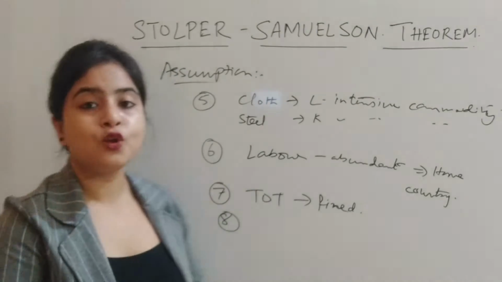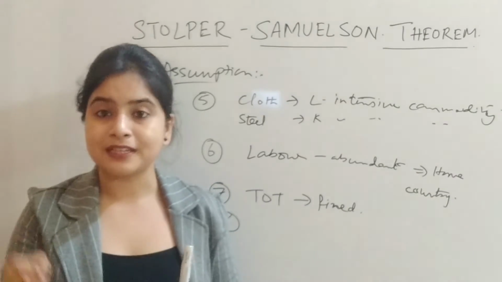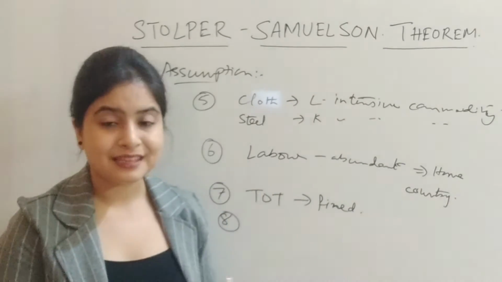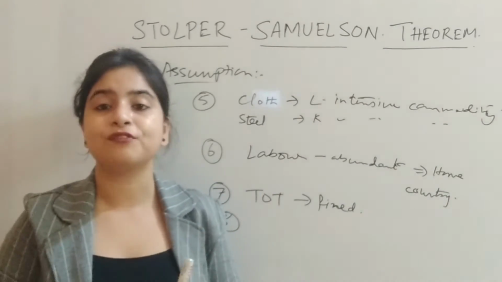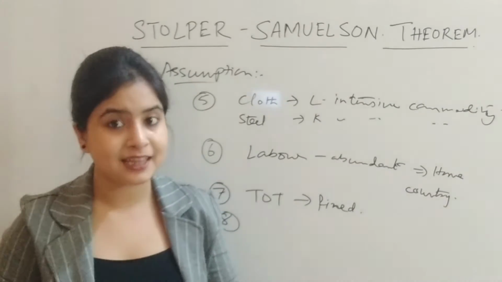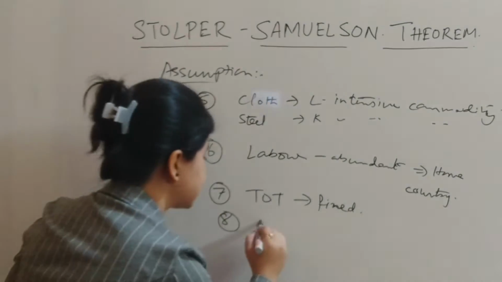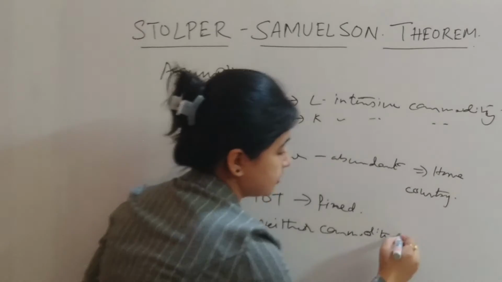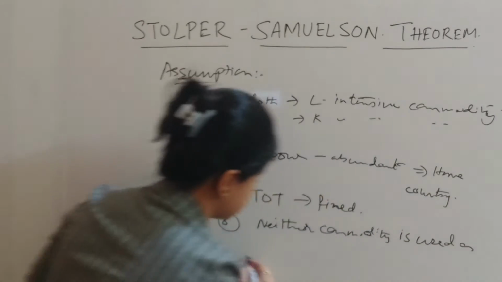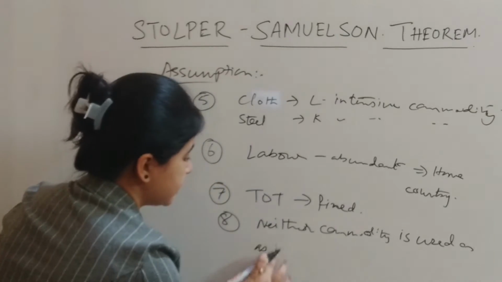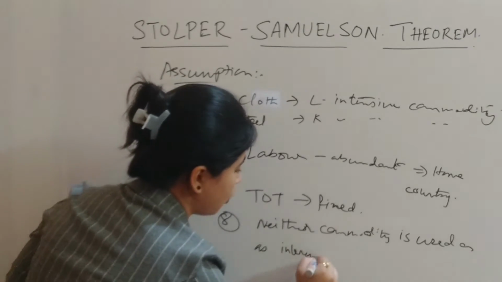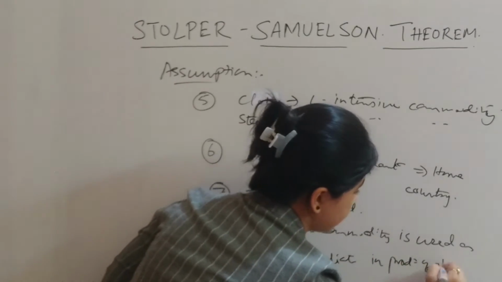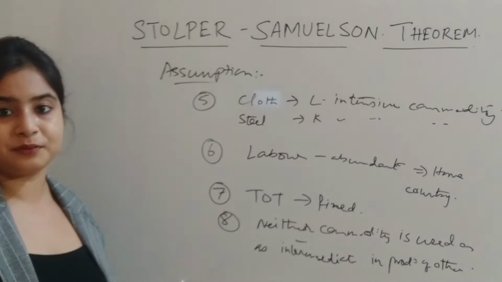Okay, so there is no usage of the other commodity as an input in the production of the other commodity. It means that there is no usage of cloth in the production of steel and vice versa. So the eighth assumption says that neither commodity is used as an intermediate or input in production of the other commodity.